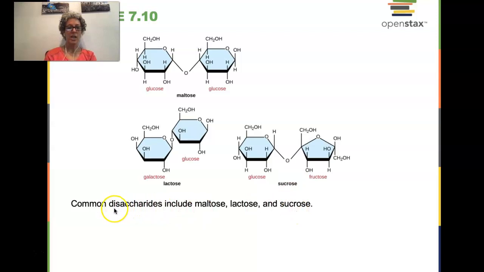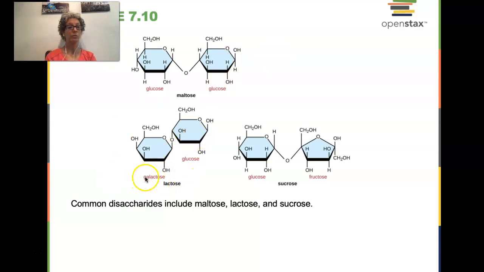So disaccharides mean we have linked two monosaccharides by dehydration synthesis, and there is our glycosidic bond. We see that oxygen linking two sugars. That is our glycosidic bond. If we link two glucose molecules together, we make maltose, the sugar that's important in beer making, adding malt.